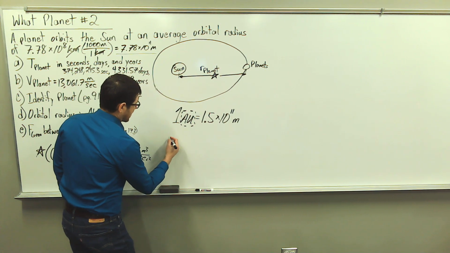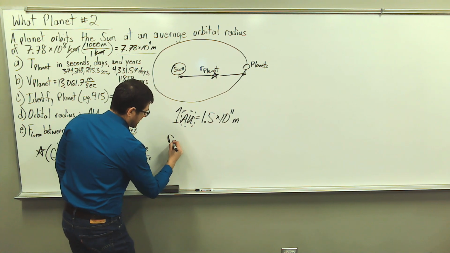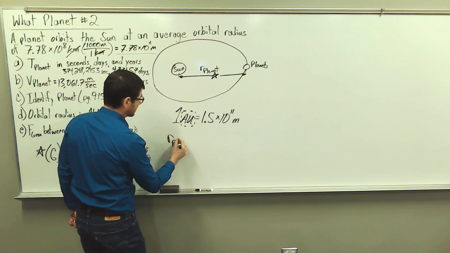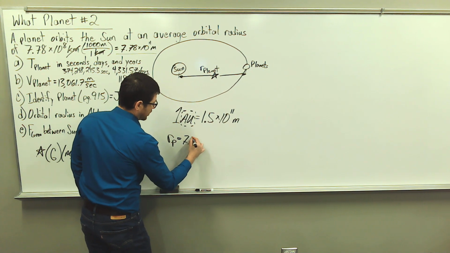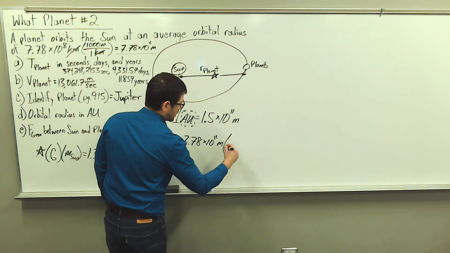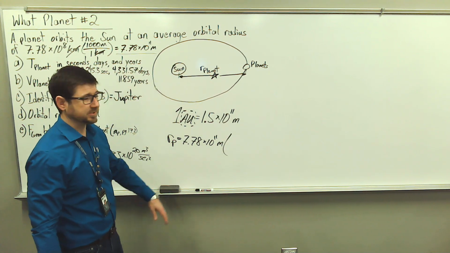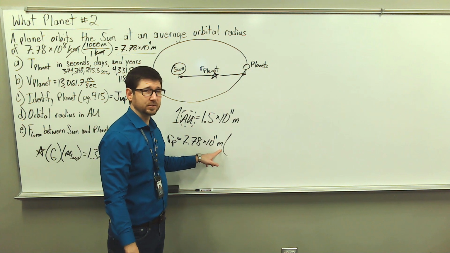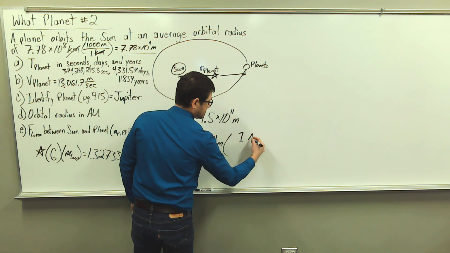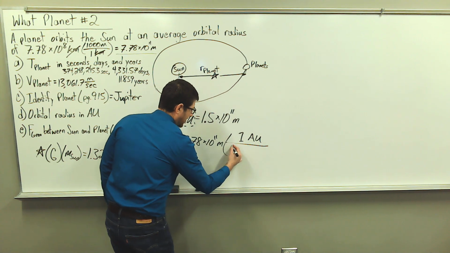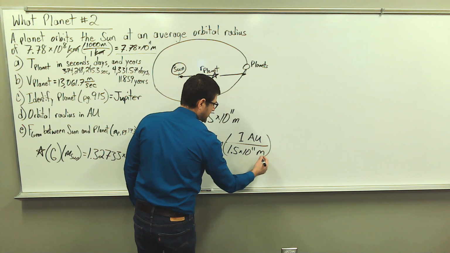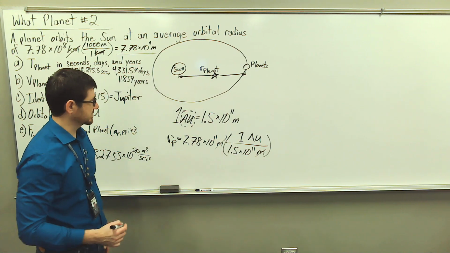So I have the average orbital radius of our planet, which we now know is Jupiter. This is 7.78 times 10 to the 11th meters. We're going to multiply this by a ratio that eliminates the units of meters. So this is going to be 1 astronomical unit divided by 1.5 times 10 to the 11th meters. My units of meters cancel out.